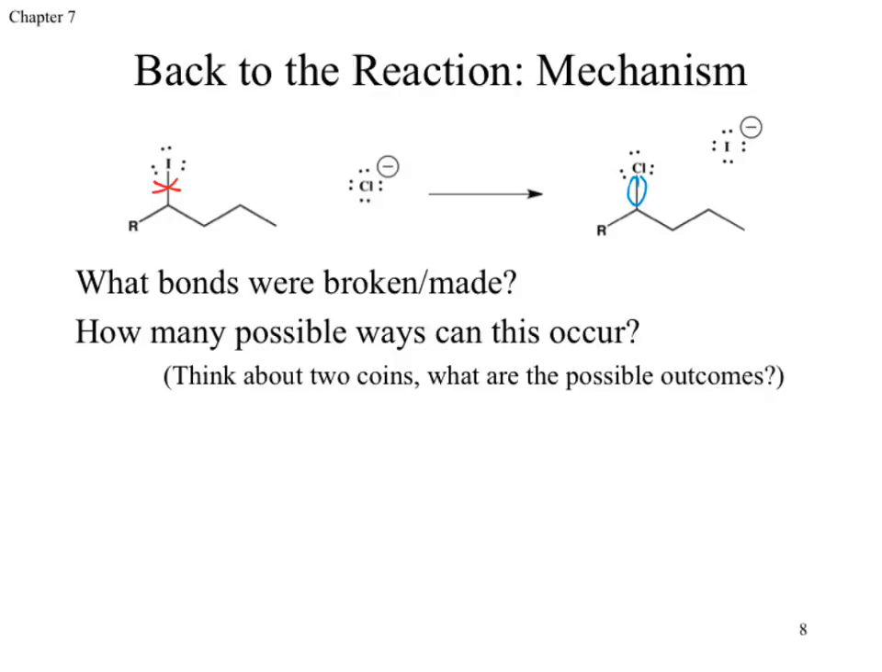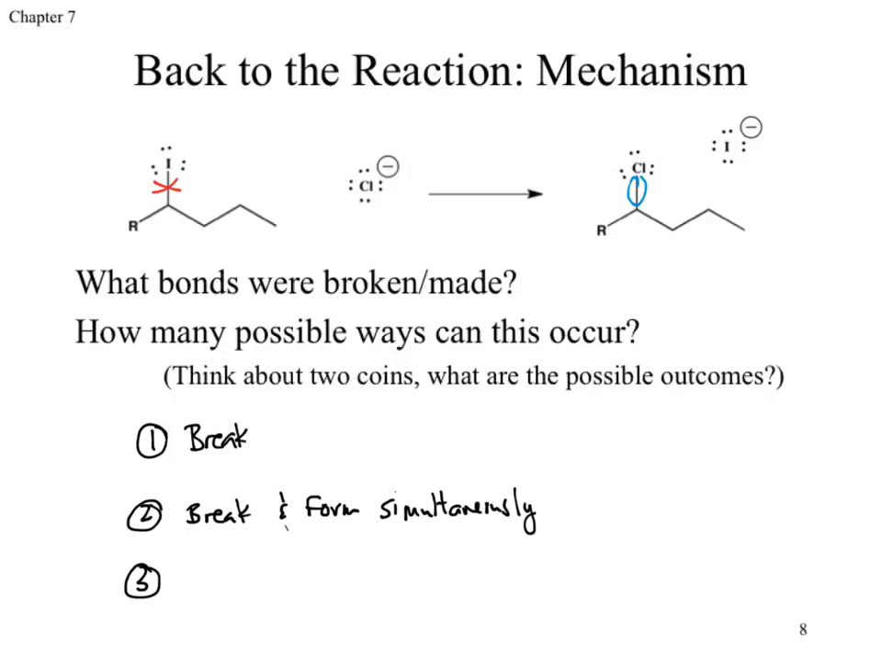So we end up with 3 possible ways, right? What are those 3 possible ways? All at the same time. So we can have the bonds break and form simultaneously. Yes, I am writing it in very particular places. What else? Break and then form. We could break our bond first, then form, and our last possible option, we could form, then break.